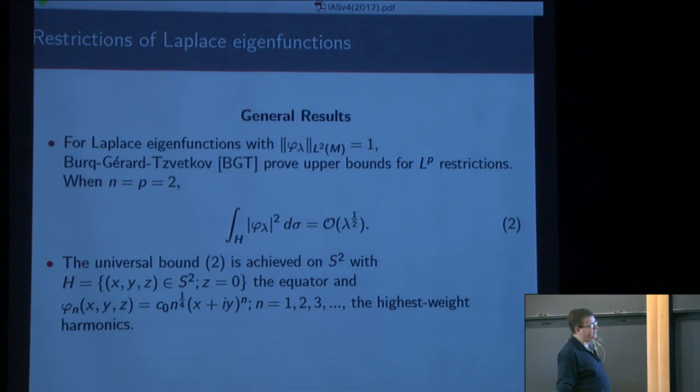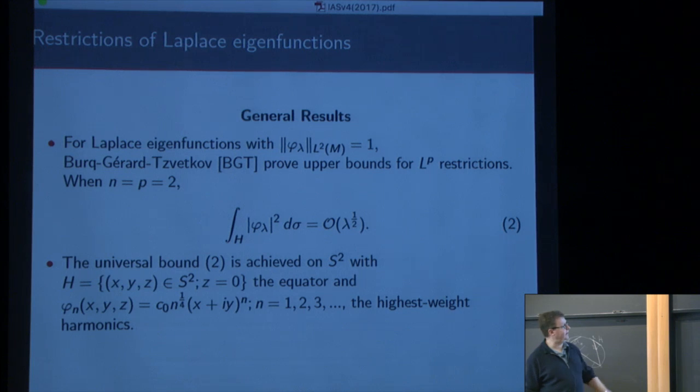So it follows from L infinity? No, L infinity is the worst exponent. L infinity is you square that. It's lambda. It's much stronger. Yeah. So you see this is sharp on a sphere.